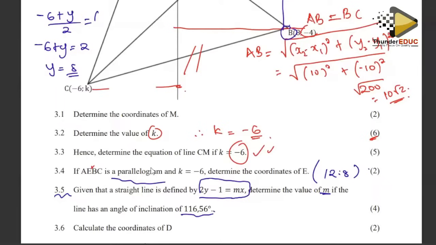Because I don't see any big logic in this. You know why? Because we have the inclination here. But then they're telling us that if a straight line is defined by this, determine the value of m if it has an angle of inclination of this much. Okay, so what I'm going to do, let me start by maybe creating a standard equation, okay?